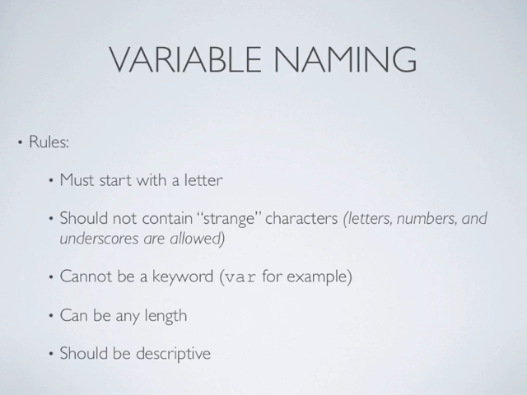Besides that, variables can be of any length, so there's no reason they have to be short like in algebra. You don't have to name your variables things like X, Y, and Z. You can instead come up with longer, more meaningful names like first name. And that leads into the last rule then, and that's that variable names should be descriptive.